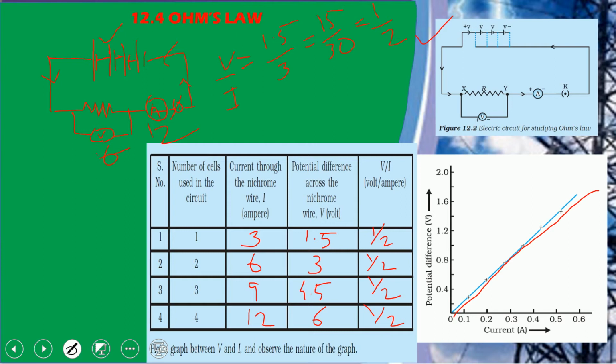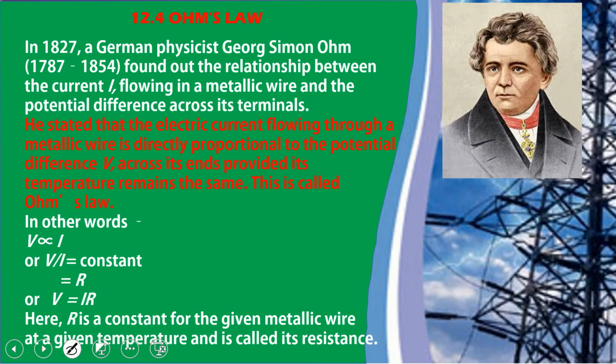Now here comes Ohm's law. Ohm actually told about this only. In 1827, George Simon Ohm, a German scientist, discovered this Ohm's law. What he found is that when current is passing through a circuit because of an applied potential difference, the ratio of the potential difference to the current will be a constant.